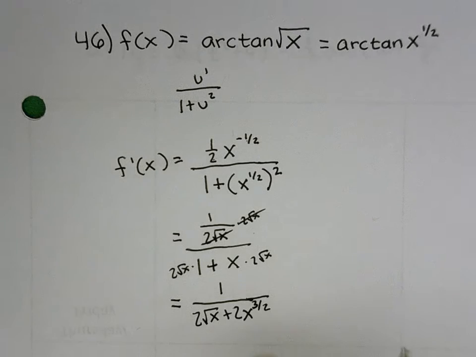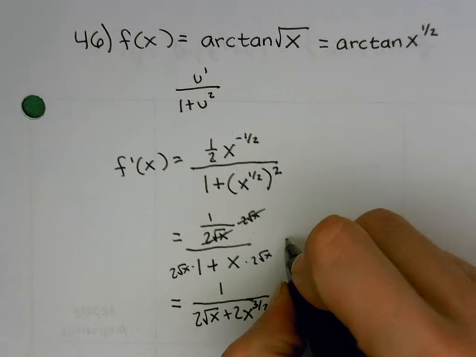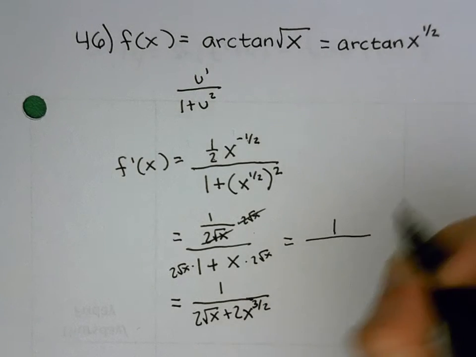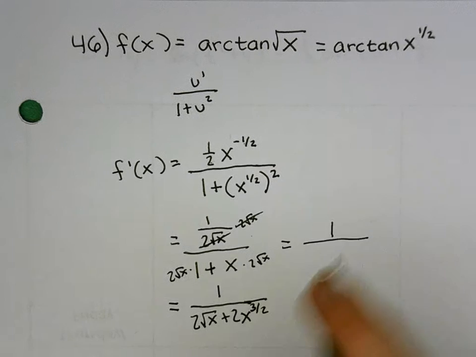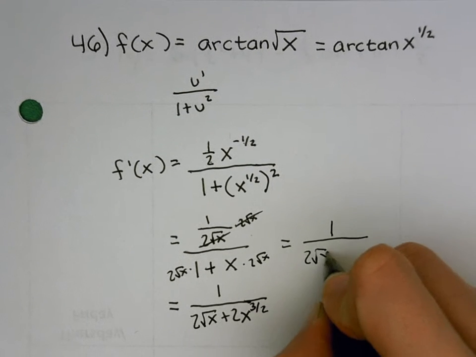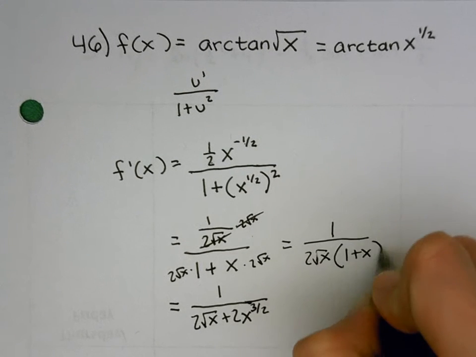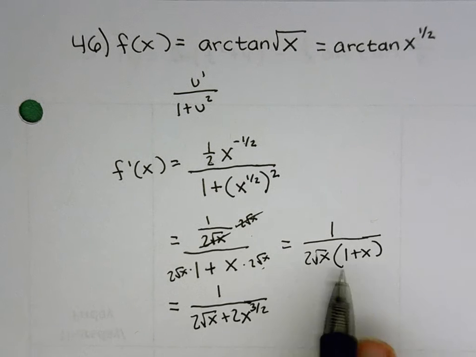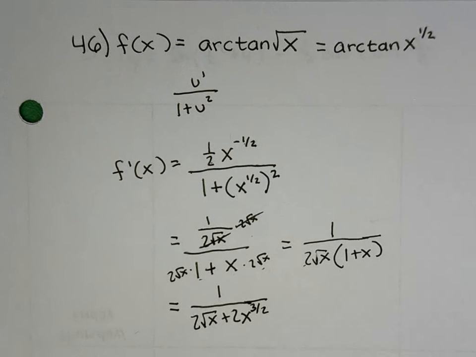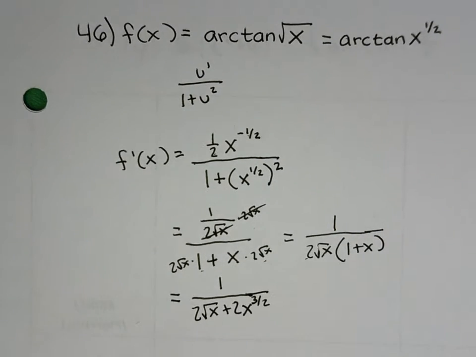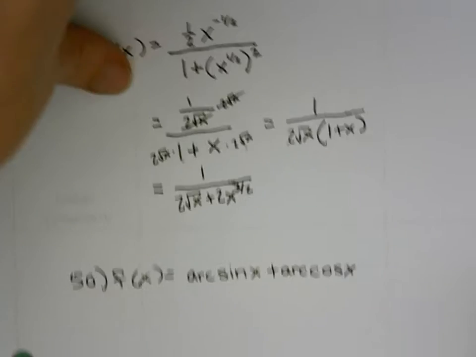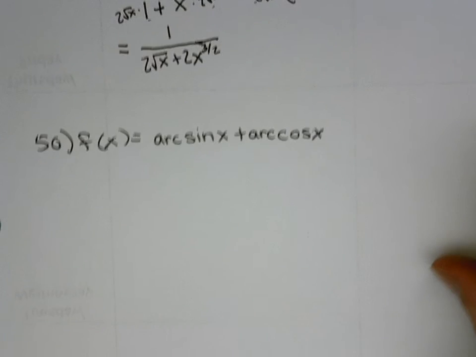And they could potentially leave the 2 root x factored out over here. That might be the other potential spot where they left it. Rather than multiply the 2 root x to both pieces, they might just leave it outside the 1 plus x altogether. Might leave the 2 root x out here, and then just leave it as 1 plus x. Either one of these would be potential sources. Okay, so that's arctangent.